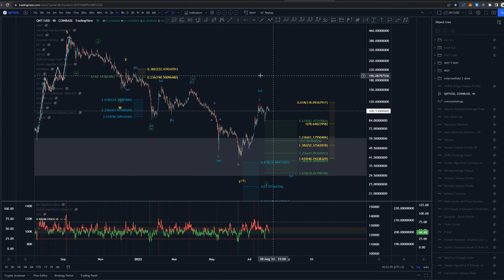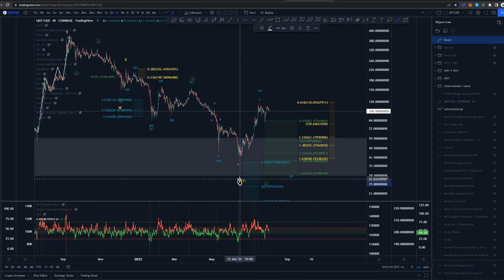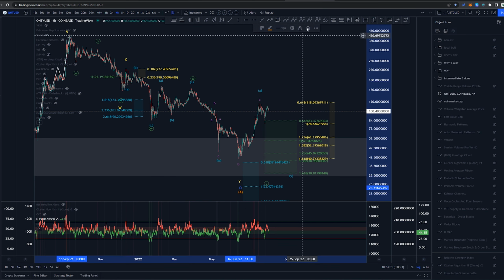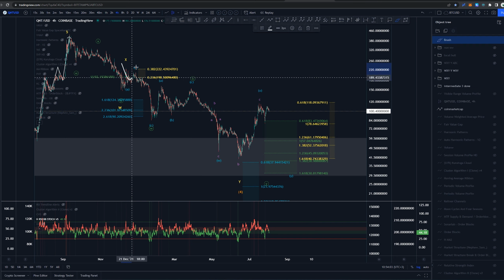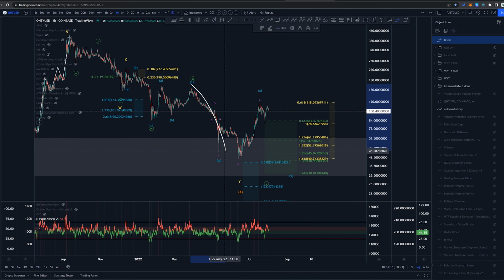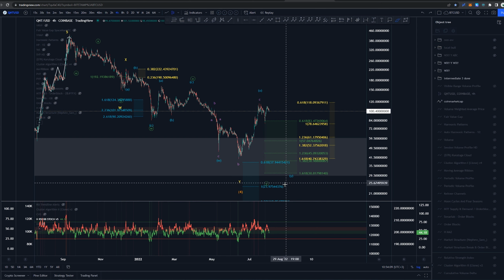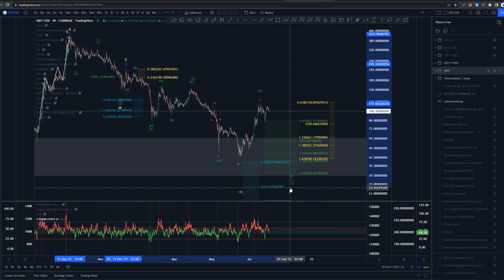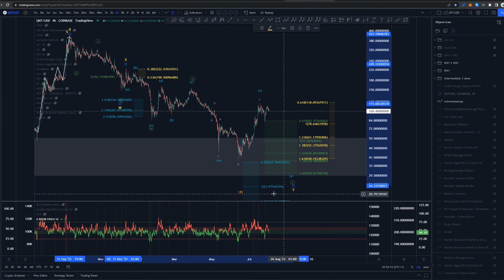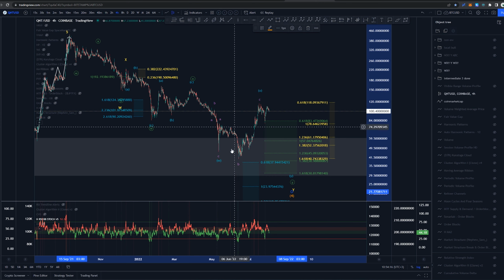The WXY count, one of the options here for the wave Y would be this one, in which we have ABC into W, ABC into X, and then again W, X, and Y lower. At this point, again, we would be looking for lower prices overall and taking out the current structure lows here at around the $40 area.